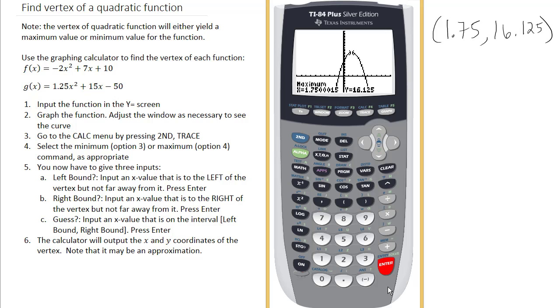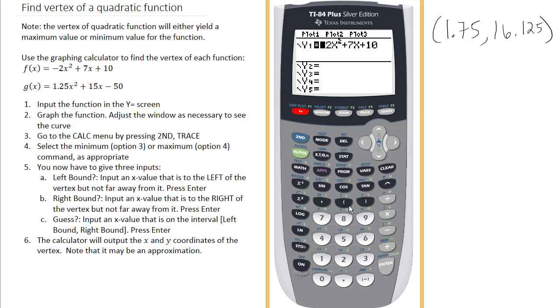So now would be a great time to pause this video and try to find the vertex of the second function. G of x is 1.25x squared plus 15x minus 50. Alright, so again the process would be, let's start from the y equals screen. I'll clear out the old function, and I'll type in the new function, 1.25x squared plus 15x minus 50.